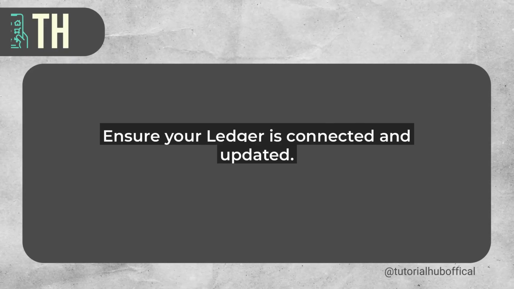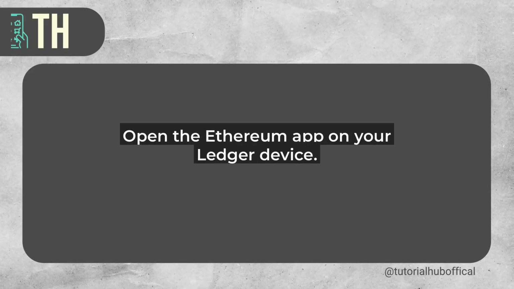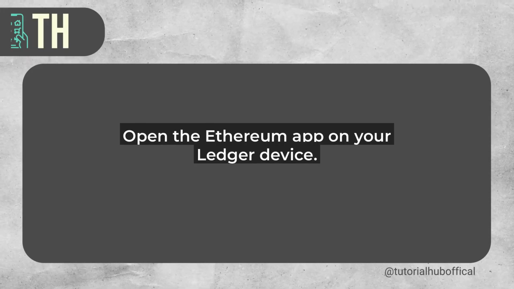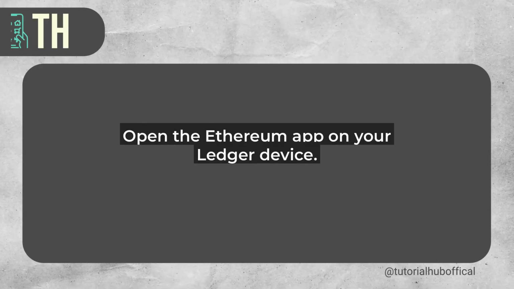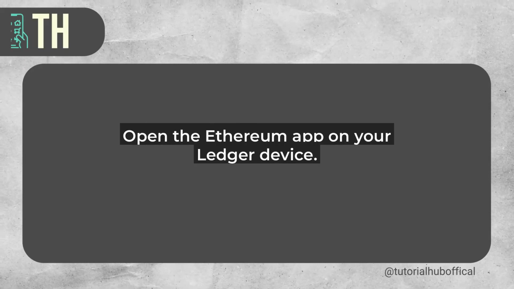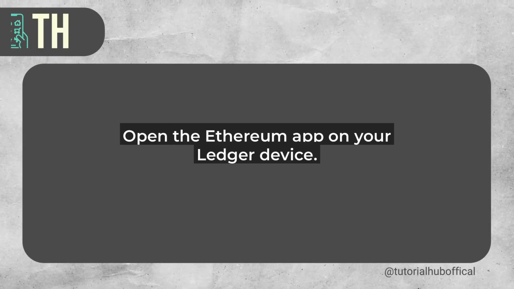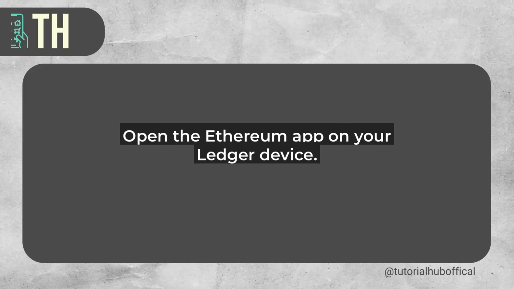Let's jump right in. Step 1. Open the Ledger Live app on your device and connect your Ledger Nano X using the USB cable. Unlock your device with your PIN and open the Ethereum app on the Ledger, since USDT is typically on the Ethereum blockchain. This ensures everything is secure and ready to go.